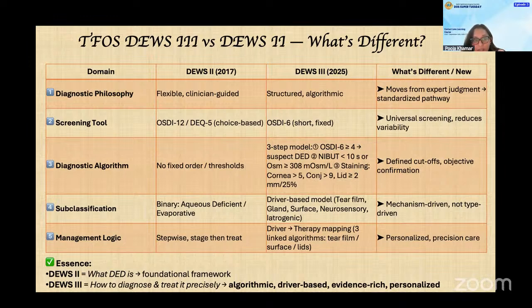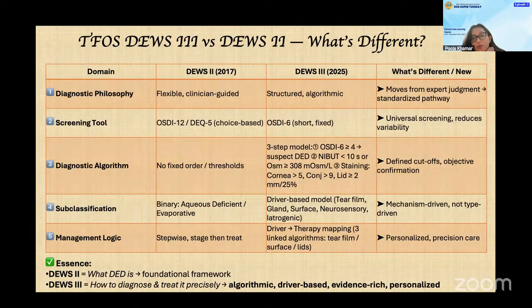One of the good things they have done in DEWS 3: DEWS 2 was just the foundational work. It was more flexible, and the treatment was staged and stepwise. However, in DEWS 3 they have emphasized how to diagnose and treat precisely, with algorithm tree-based treatment and diagnosis, driver-based, evidence-rich, and personalized care. DEWS 3 speaks more about how, from diagnostics and the various therapeutics available, we can give personalized care to our patients compared to what we were doing before.